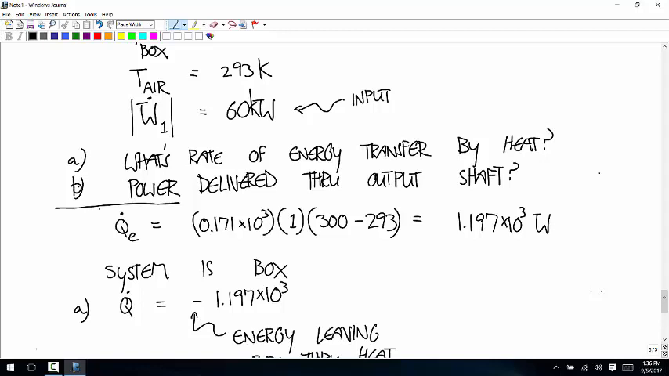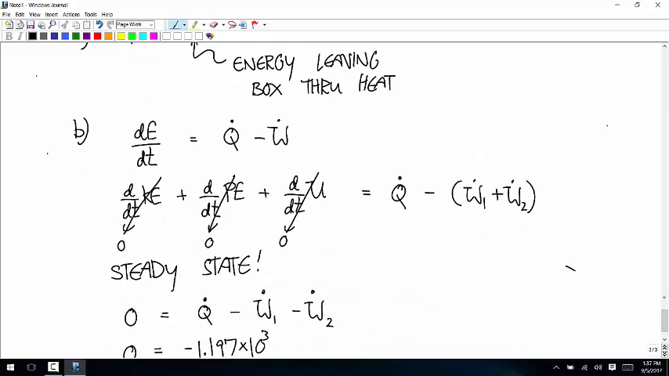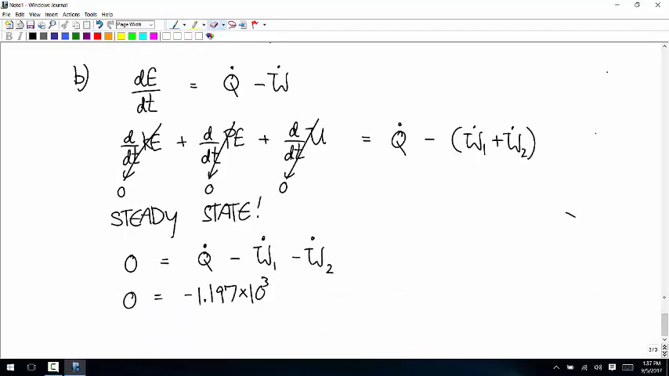Okay, so remember the sign convention for work. Work is positive if your system is doing work on the surroundings, and it's negative if the surroundings are doing work on your system. So that shaft is doing work on the gearbox, and so that has to be negative. So we have negative 1.197 times 10 to the third minus negative 60 times 10 to the third minus W2.